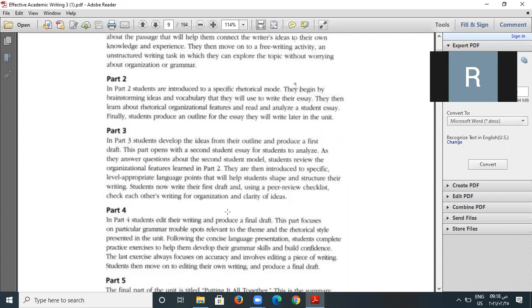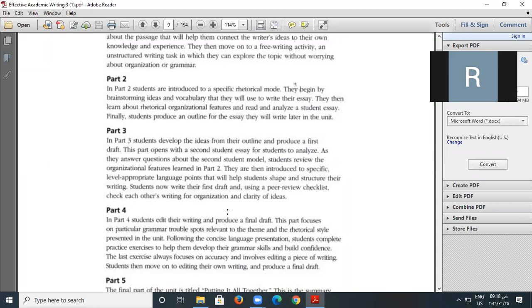In this part, students should focus on particular grammar trouble spots relevant to the theme and rhetorical style presented in the unit. Then our focus هنا بكون عندنا ايش؟ grammatical mistakes. So, following the concise language presentation, students complete practice exercises to help them develop their grammar skills. هنا طبعا الفوكس بكون على grammar skills, so students can develop their grammar skills and build confidence in themselves, as confidence helps them to write confidently.